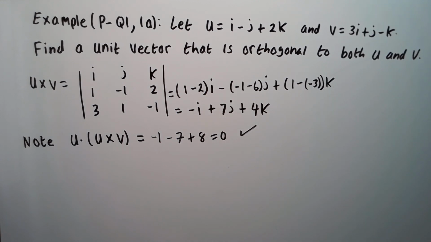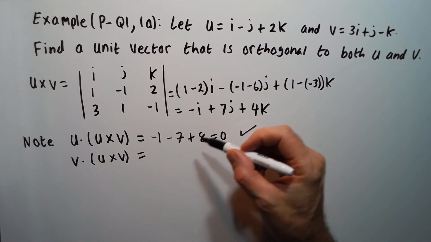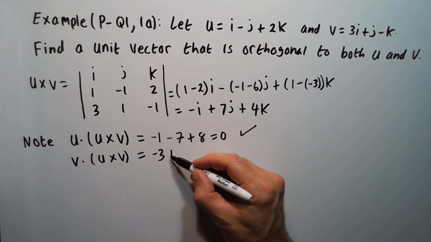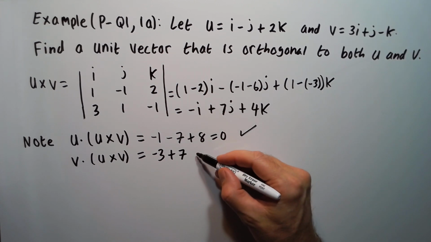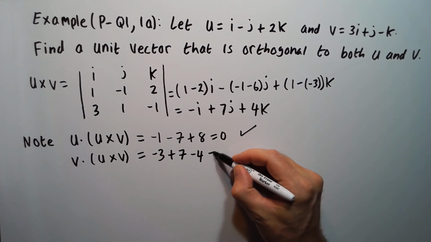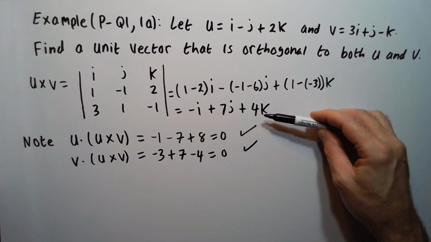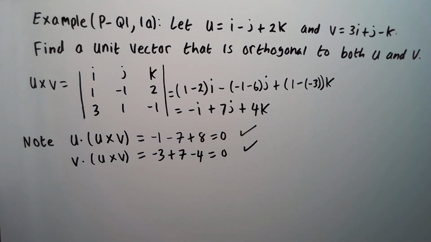Let's next check v dot u cross v. My v is here, so it's 3 times minus 1, so minus 3. Then 1 times 7, so 7. And negative 1 times 4, negative 4, and that's also 0. So check. Okay, so we did it right. So u cross v is the vector that's perpendicular to both u and v. Okay, now let's find the unit vector.